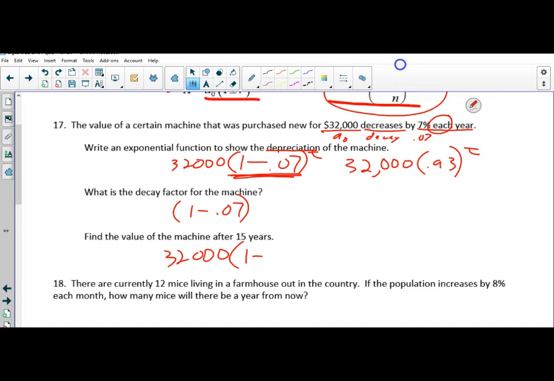One minus 0.07 raised to the power of 15 years. So you're just going to run that through your calculator.